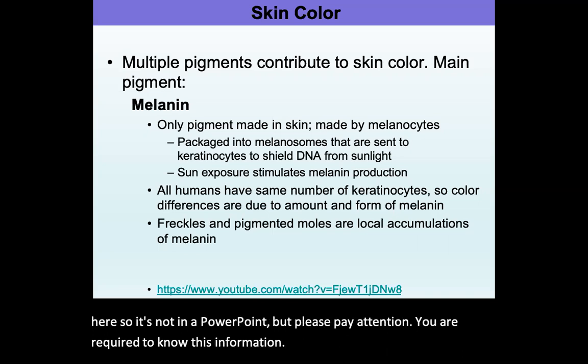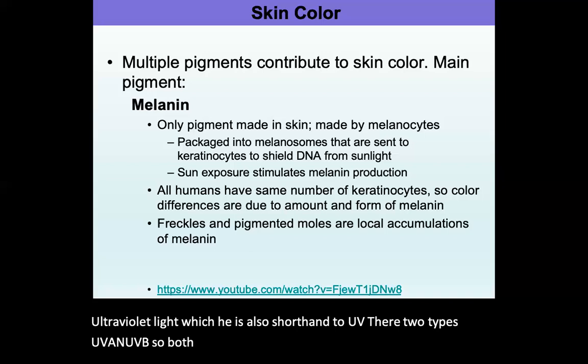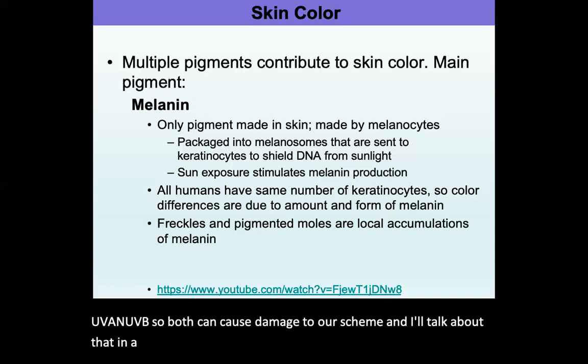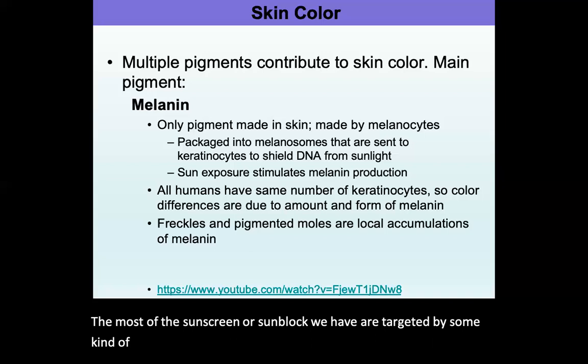Ultraviolet light, which is also shorthand to UV, there are 2 types: UVA and UVB. So both can cause damage to our skin, and I'll talk about that in a little bit more detail. But the more dangerous of the 2 is the UVB. So most of the sunscreen or sunblocks we have are targeted by absorbing the UVBs and limiting the danger to our skin cells.